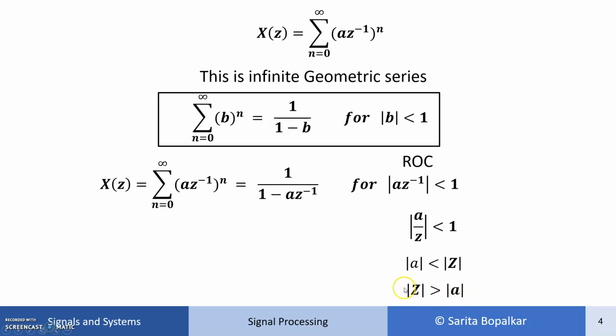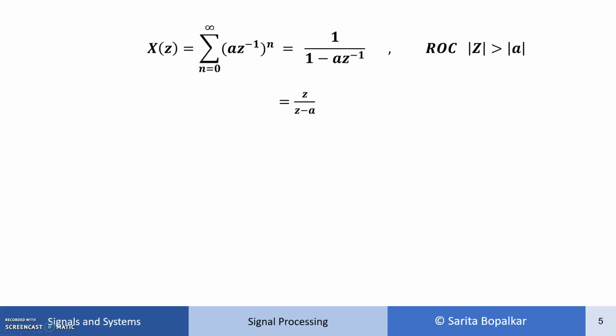For this reason, for all the values of z where its magnitude is greater than mod a, this converges. This X of z is 1 upon 1 minus a z raised to minus 1, some finite value, only for mod z greater than a. That's why this is called a ROC, region of convergence, for this x of n.